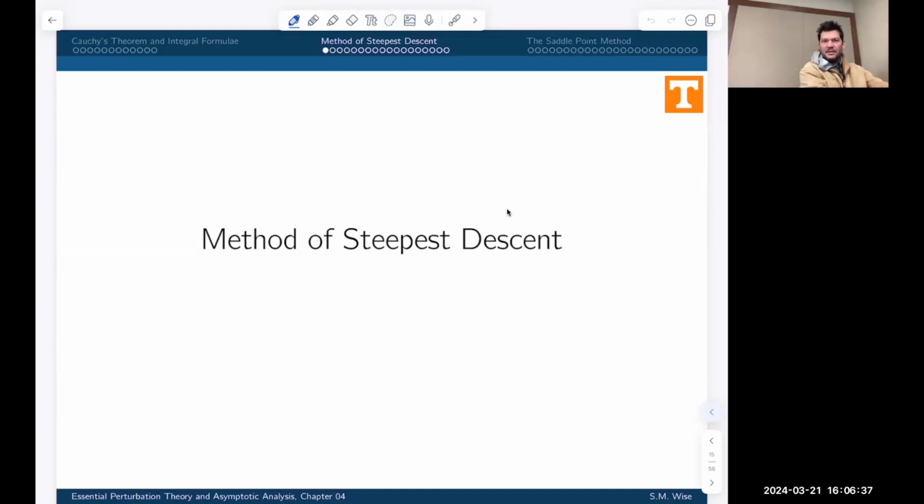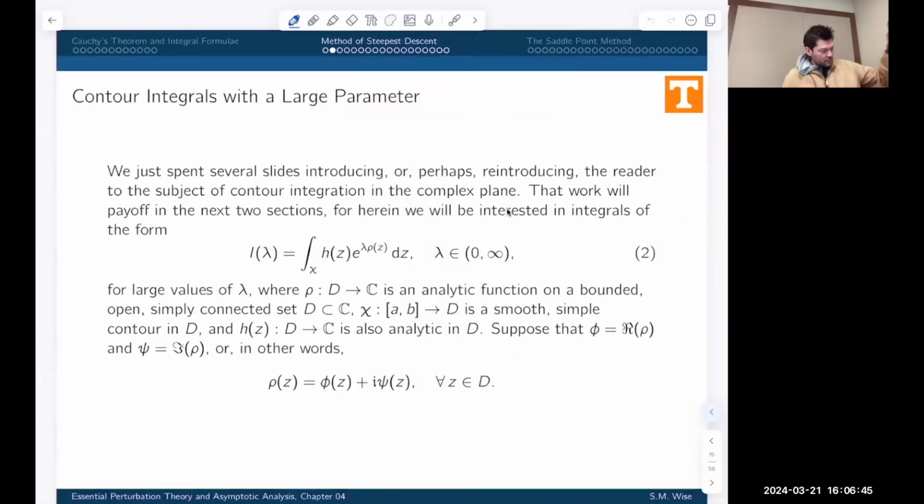So last time we were talking about the method of steepest descent. Remember, we did a few classes on contour integration and the theory behind that, not motivating steepest descent, but just giving us the machinery, the equipment that we need to fully understand this method.